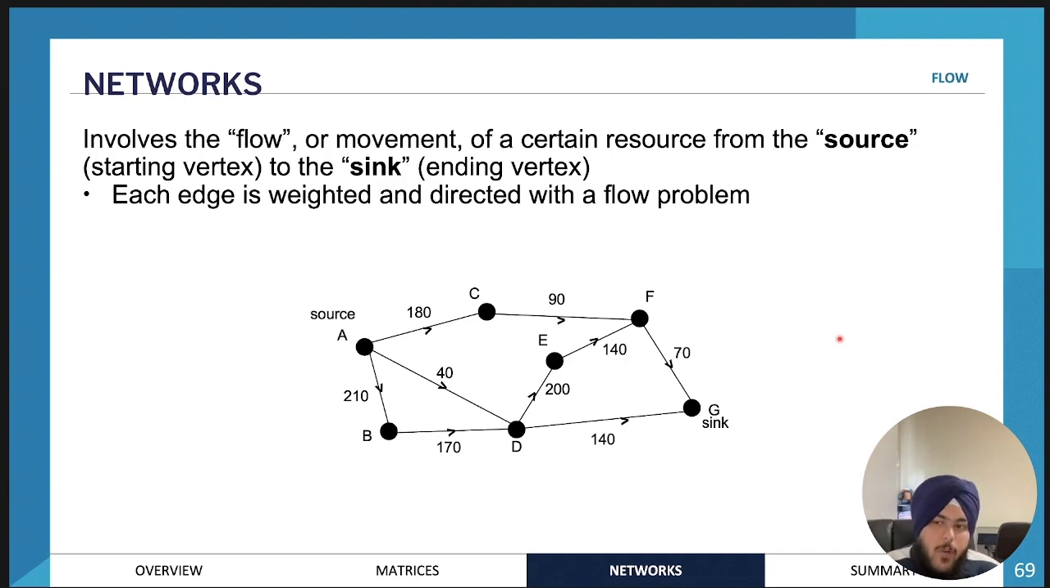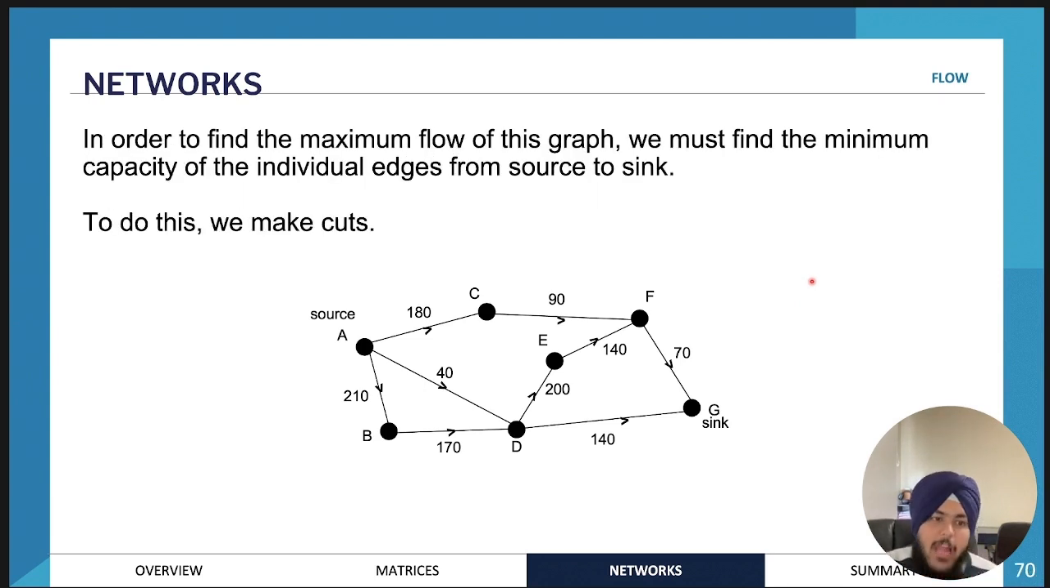And the requirements are, it must be less than the total of the pipes leading from the source. So it must be less than the addition of 180 plus 40 plus 210. So just as a requirement if you want to check your answer. And it must be less than this amount as well. So 70 plus 140. So the total flow must be less than 210, the maximum flow. And we'll be looking at how to calculate maximum flow.